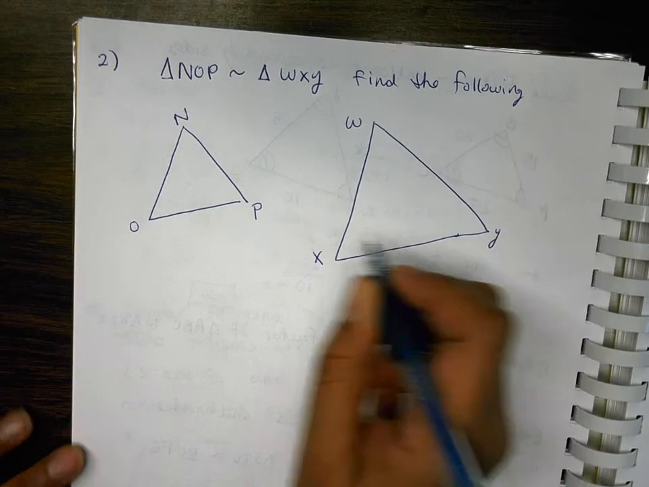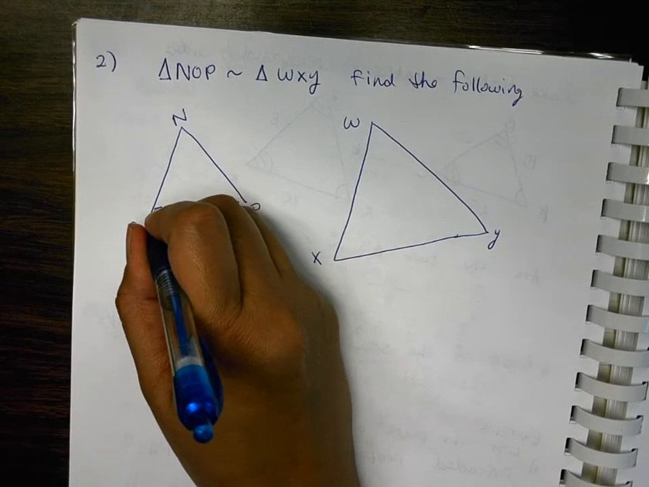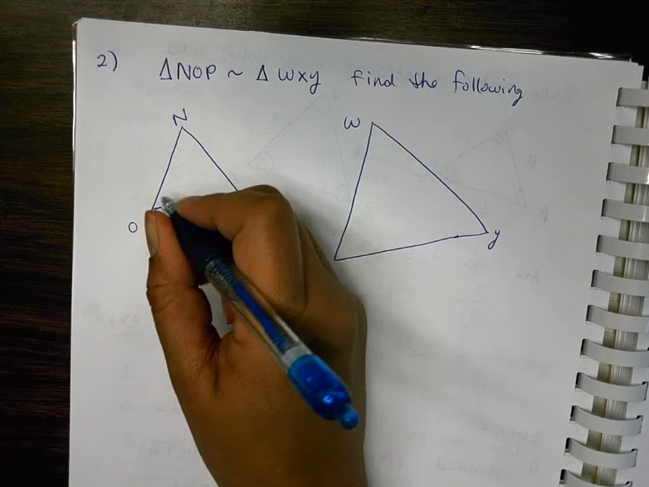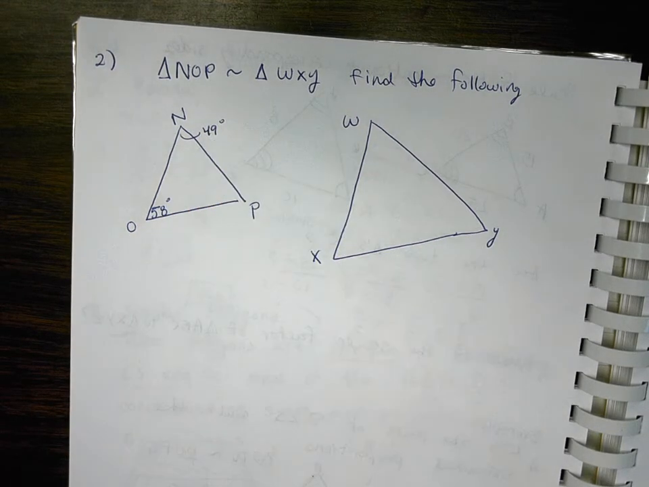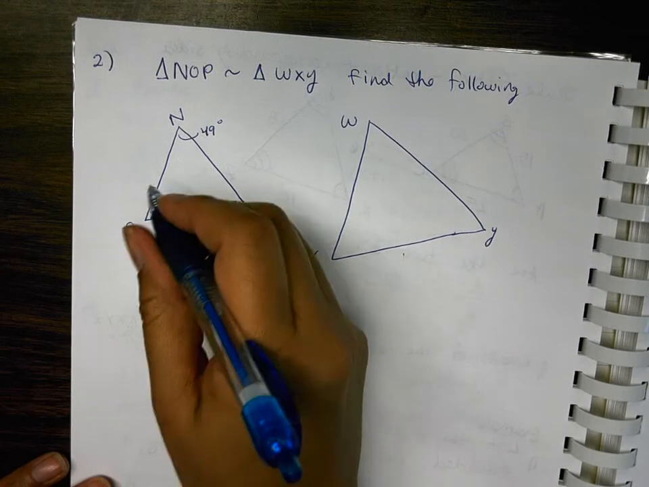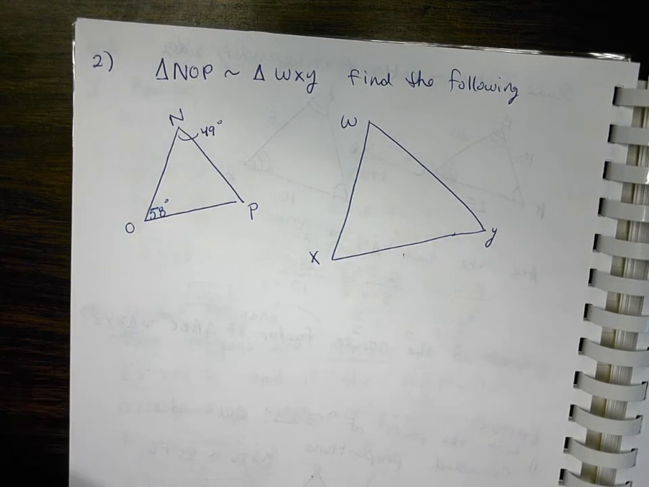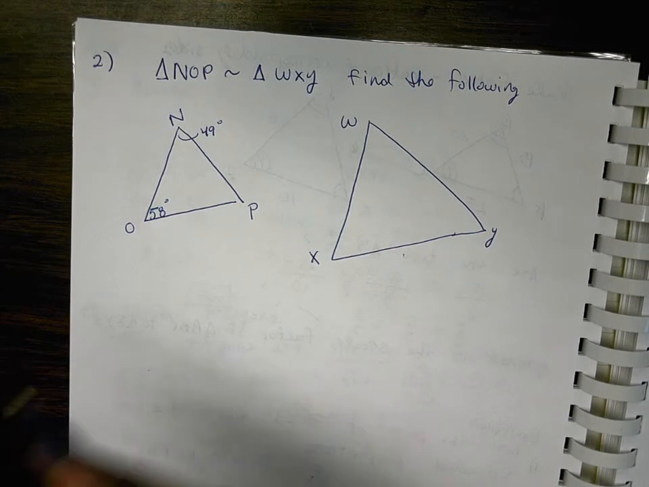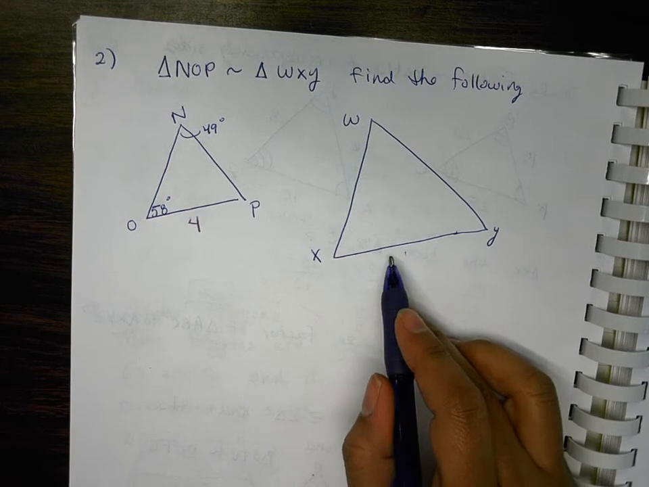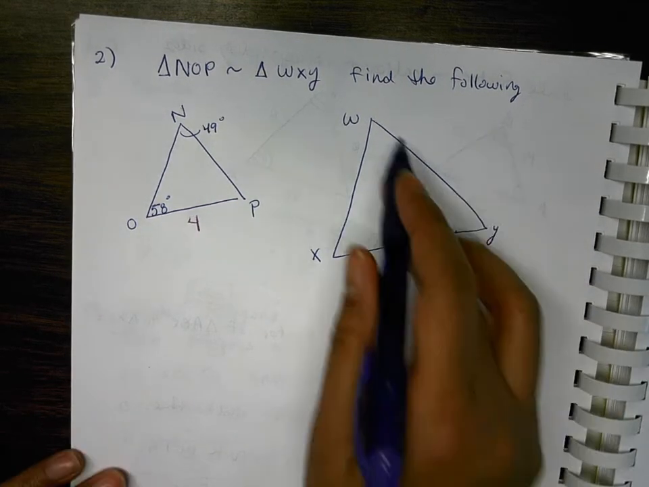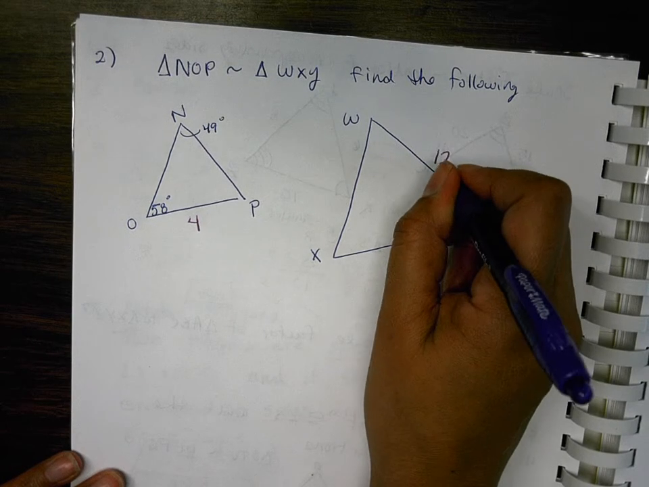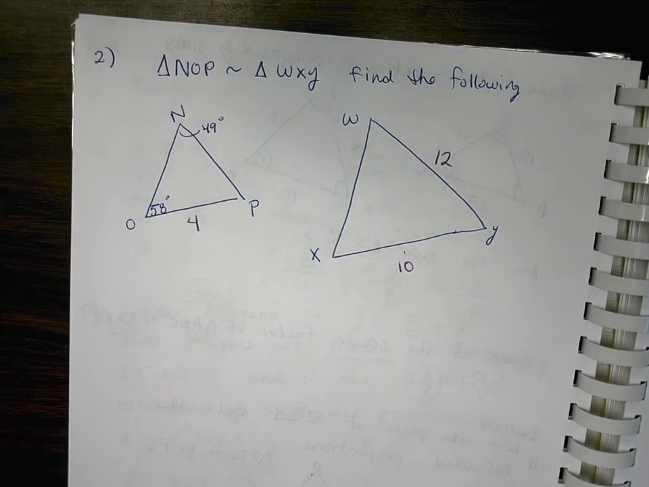I'm going to call this here 58 degrees. This one up here is 49 degrees. This length here is 4. The length on XY is 10, and WY is 12. Okay, we ready?